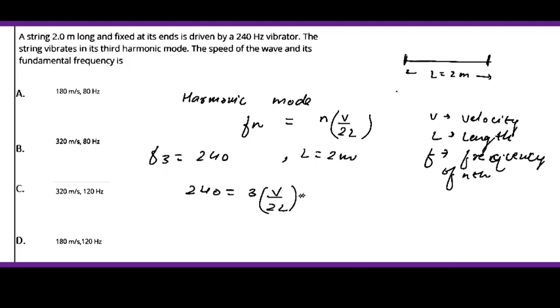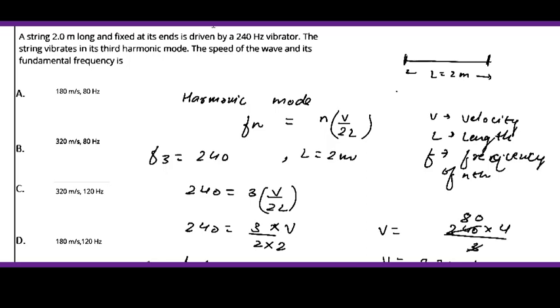So here n is equal to 3 and the third harmonic frequency is given as 240. Now calculating for v, and l is also given as 2 meter. So putting 240 by 3 into 2 into 2, v equals 240 into 4 by 3. This will be 80 into 4, so v equals 320 meter per second. So the speed of wave is 320 meter per second.